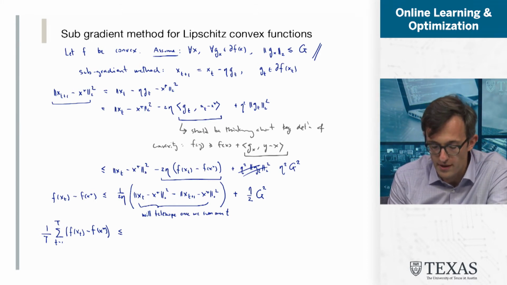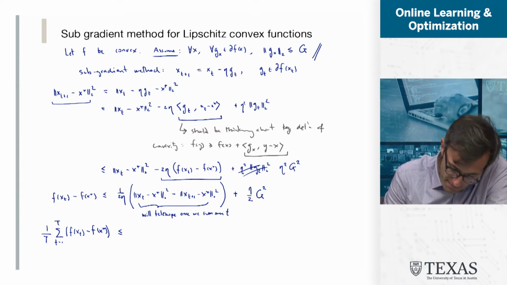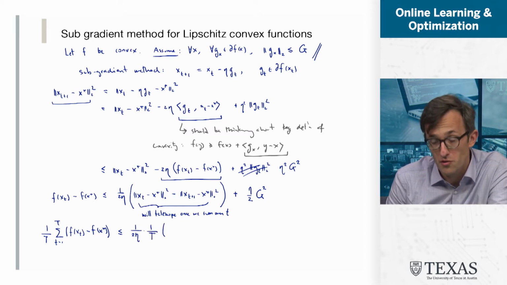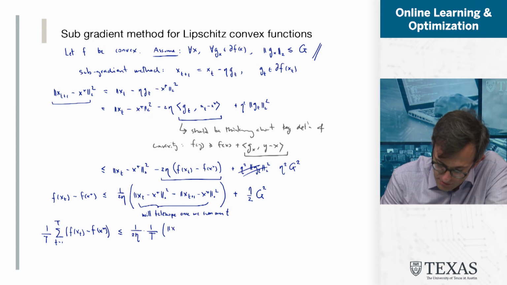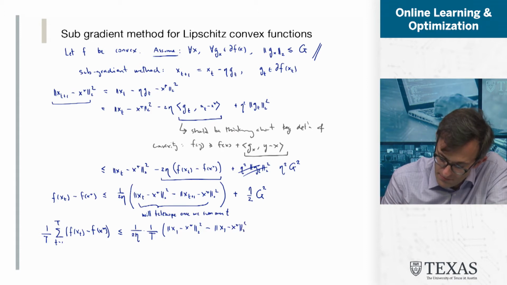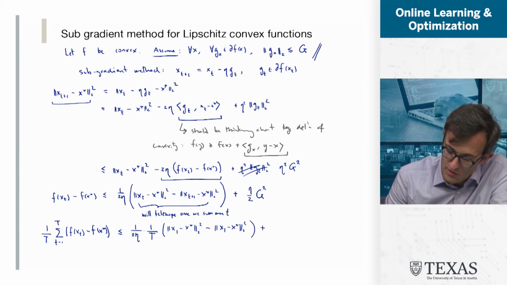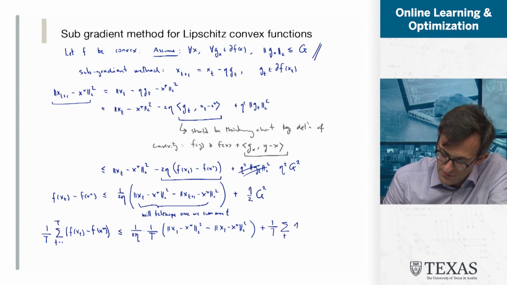This is where the telescoping is going to help me. What happens when you telescope? What's left? The first term minus the last term. So this is not going to be a sum, but rather I'll have 1 over 2 eta times 1 over T. And what's left is the first term minus the last term. In other words, x1 minus x star squared minus xT minus x star squared, plus 1 over T times the sum of eta over 2 g squared.